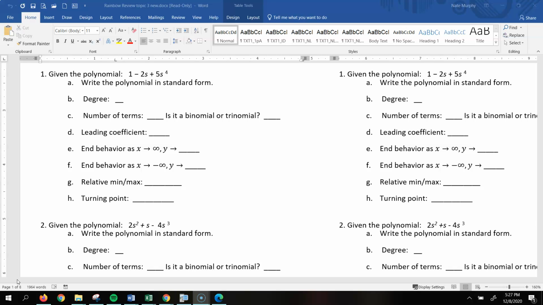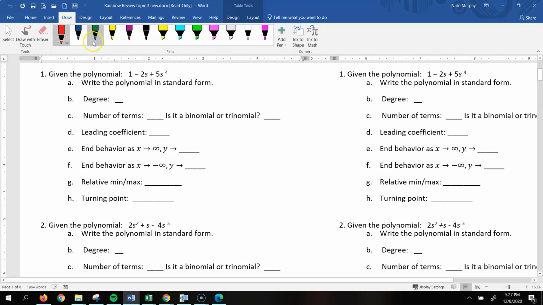So it says, first off, write the polynomial in standard form. For a lot of these problems, you want to make sure that you know how to do that. That means we're going to put this in descending order in regards to the exponents. So we'd have 5s to the 4th minus 2s plus 1. So most everybody got that one right.